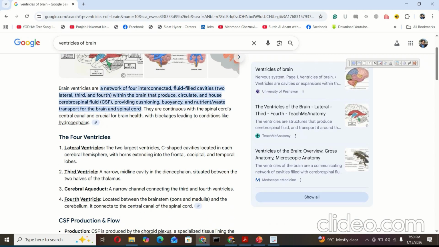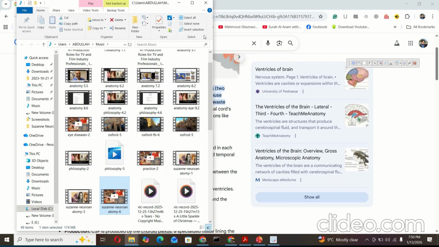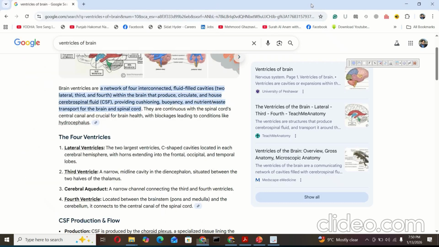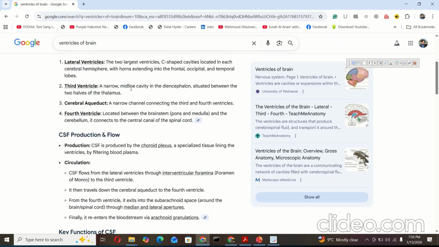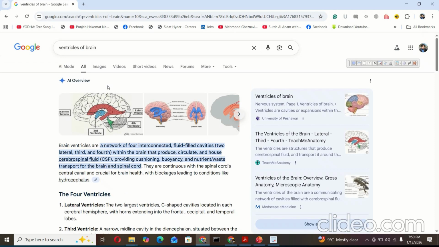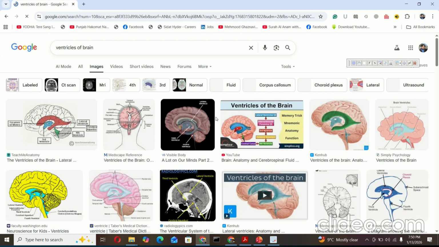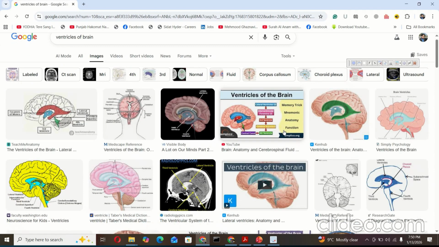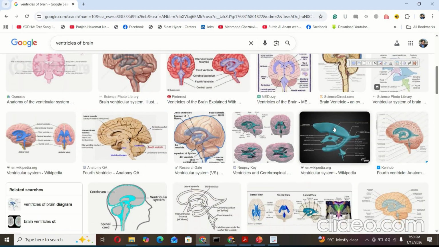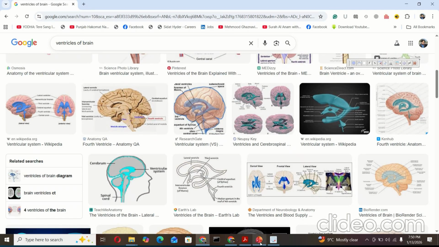The ventricles of the brain are a network of interconnected fluid-filled cavities, two lateral, third and fourth, within the brain that produce, circulate, and house cerebrospinal fluid, providing cushioning, buoyancy, and nutrient transport for the brain and spinal cord. So these are the ventricles of the brain that provide support to the cerebrospinal fluid.